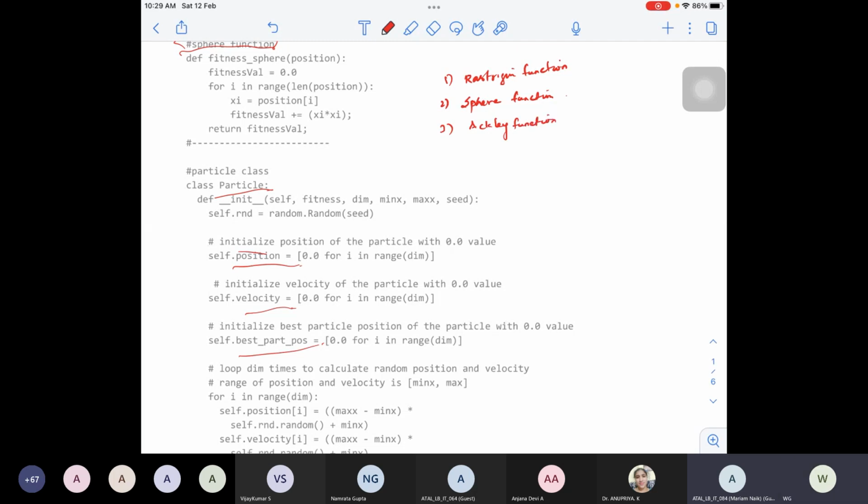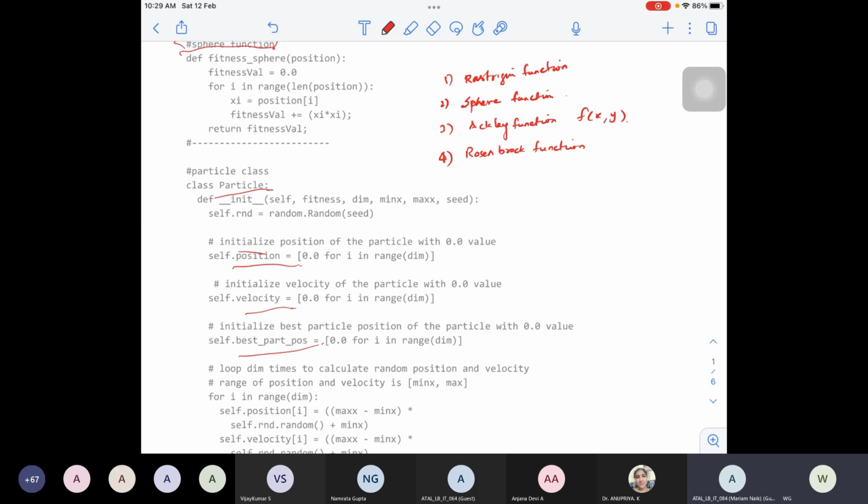This is a function of two variables, so f of x and y. This you can check, or there is a function called the Rosenbrock function. So these are some of the functions which you can check as functions for optimization, right?